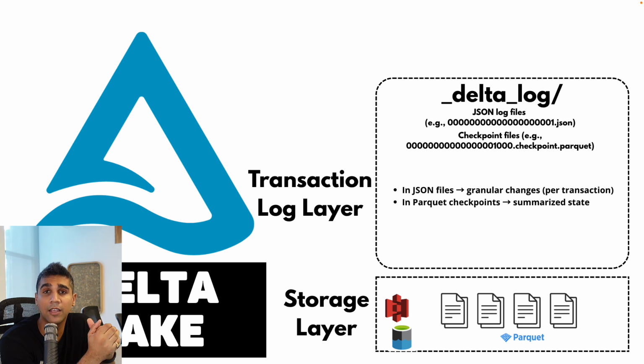JSON log files keep track of granular, per-transaction changes. So any transaction that happens, whether an addition or subtraction, is dealt with in this JSON file. And then there's a summarized state of the files being pushed into the folder, which is the Parquet checkpoints. They keep the summarized state, which is very similar to manifest files. Maybe it's a bit different in terms of information, but that's the holistic idea.